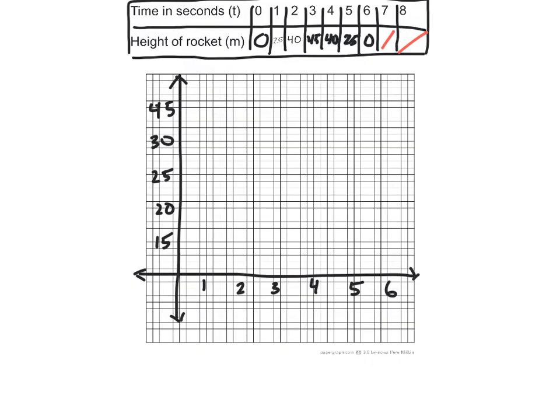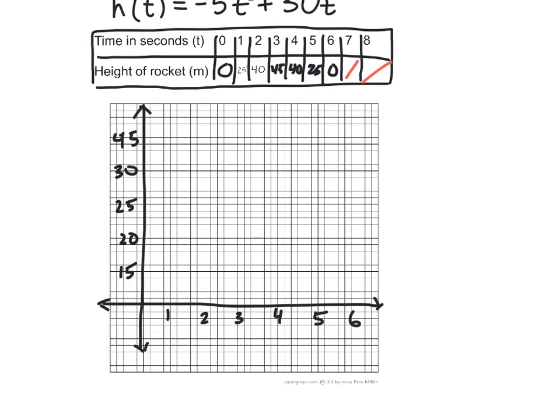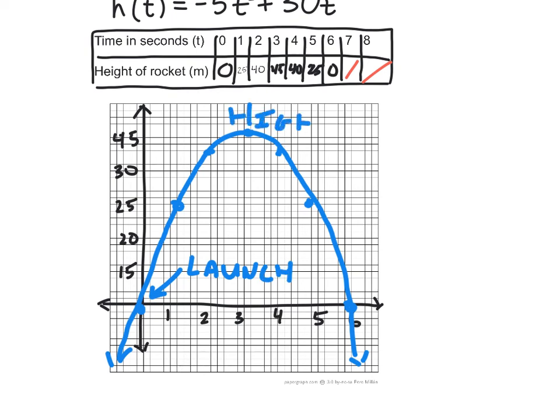So to plot the values in that table, you should have plotted 0, 0. You should have plotted 1, 25, 2, 40, 3, 45, 4, 40, 5, 25, and 6, 0. And you got a nice parabola like that, except for yours is even more accurate than mine. And you should have realized that at time 0 when the rocket's at the ground, that's the launch point. And here's where the rocket is at its highest. And here's where the rocket hit the ground.